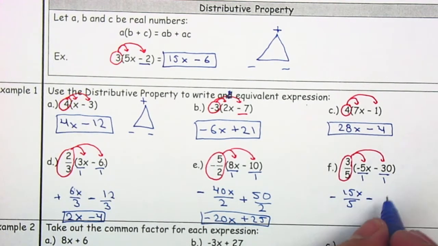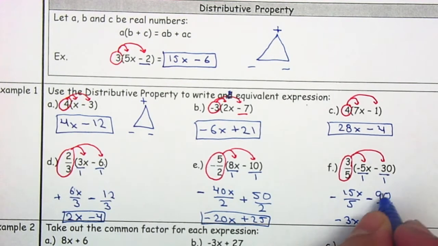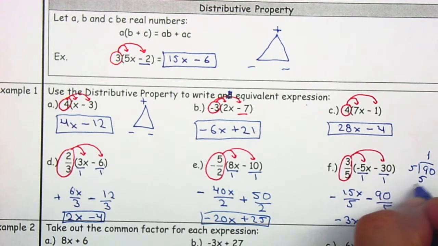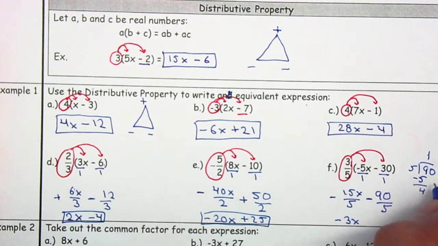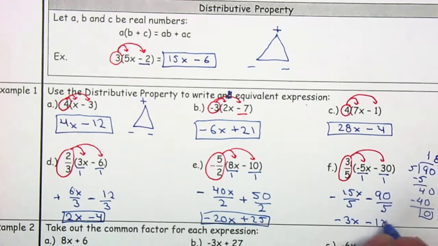3 times 30, we know that 3 times 3 is 9, and we just add 0, so it'll be 90. 5 times 1 will be 5. We reduce our fractions, so it gives us a negative 3x. 90 divided by 5 will be 18, or we can just do the long division on the side. So 5 goes into 9 one time, 1 times 5 is 5, subtract is 4. Bring down the next number 0, 5 goes into 40 8 times, 8 times 5 is 40, subtract, that'll give us a 0. So that'll be negative 18.